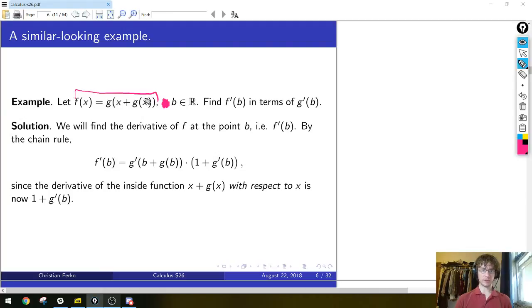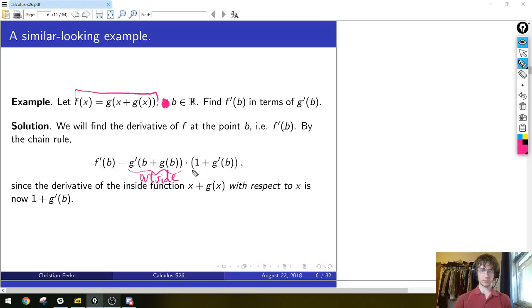We apply the usual chain rule to differentiate f and get its derivative in terms of the derivative of g. So when we do that again, we take the derivative of the outside function, which is this first term here. This is the derivative of the outside, with the inside left alone. So the derivative of this would be g prime at the point x plus g of x, now evaluated where x is b. So that is g prime at b plus g of b. This is the first factor.